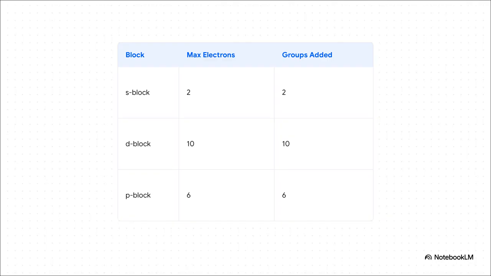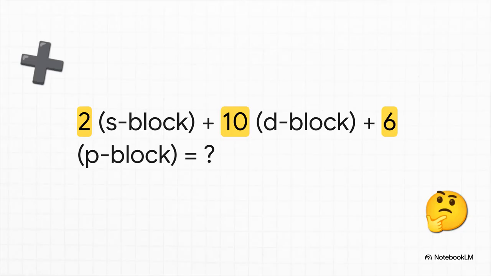See how it works? The logic is perfect. The number of groups in each block of the table matches up exactly with the max number of electrons that subshell can hold. 2 electrons for the S block means 2 groups. 10 for the D block gives you 10 groups. 6 for the P block, 6 groups. It's not random at all. It's just simple math.